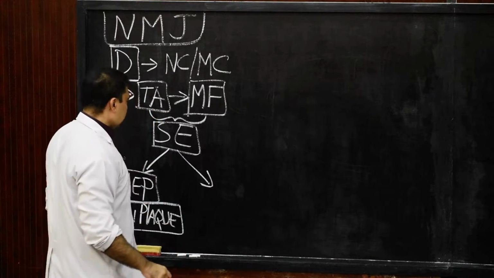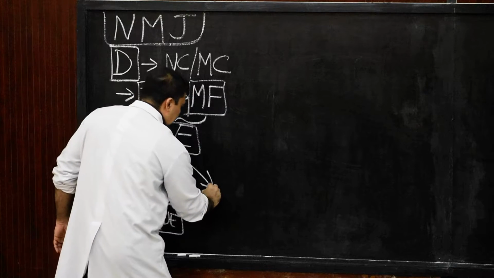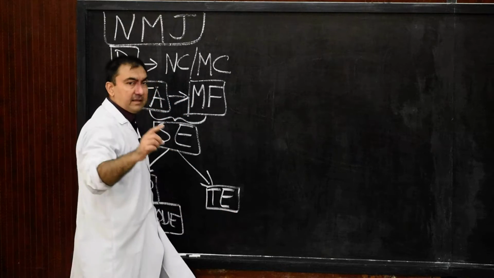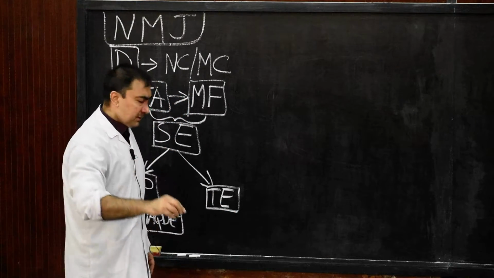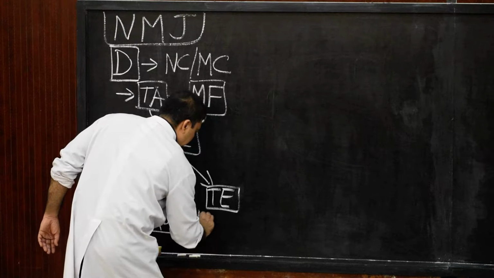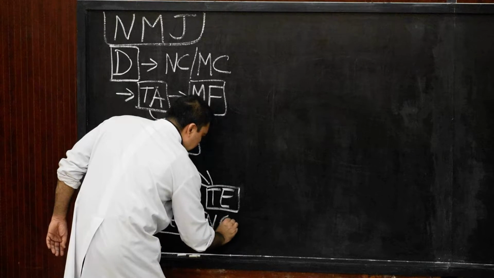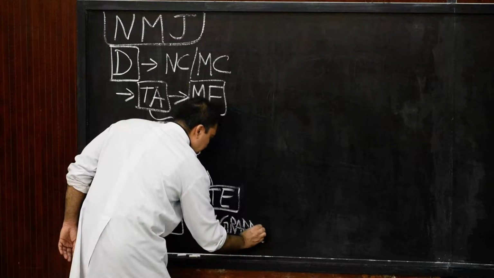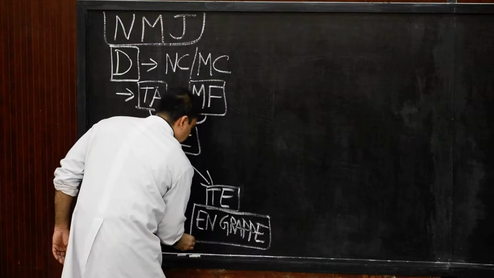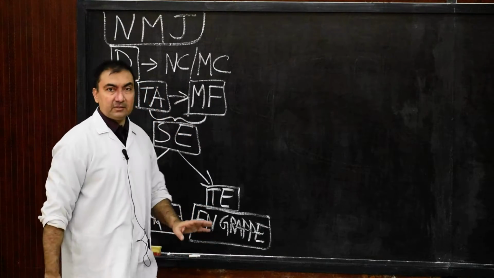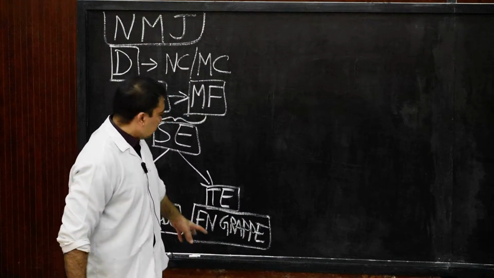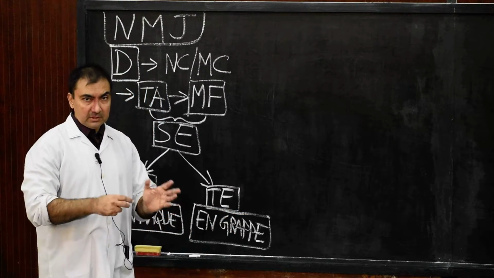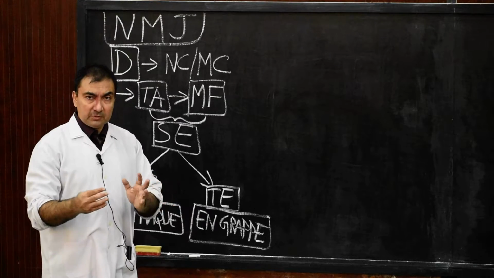And the second variety, please note down, is known as trail endings, T-R-A-I-L, or they are known as en grappe endings, G-R-A-P-P-E. So they are known as trail endings or en grappe endings. Once again I repeat, this is usually asked in 1 mark question answers, in MCQs or in Viva. Please note down these two different types of neuromuscular junction.